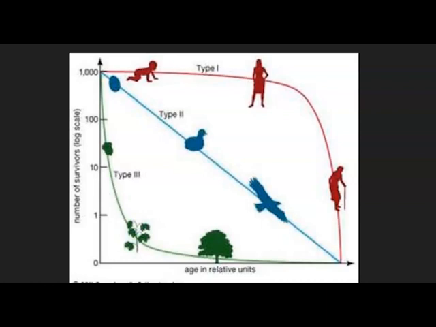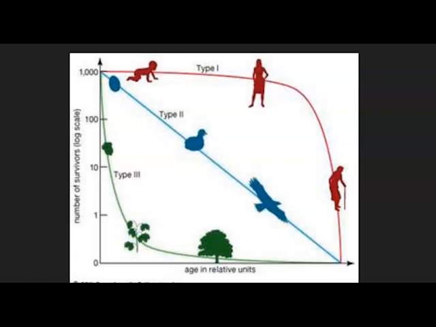Type 3 curve is characteristic of r-selected species, where initially several babies are born, but several die off initially and might not make it to adulthood. Only a couple individuals in that population will make it to a ripe old age.